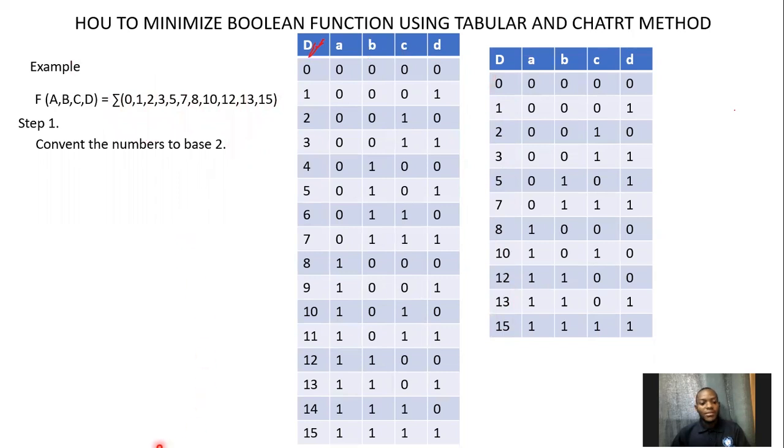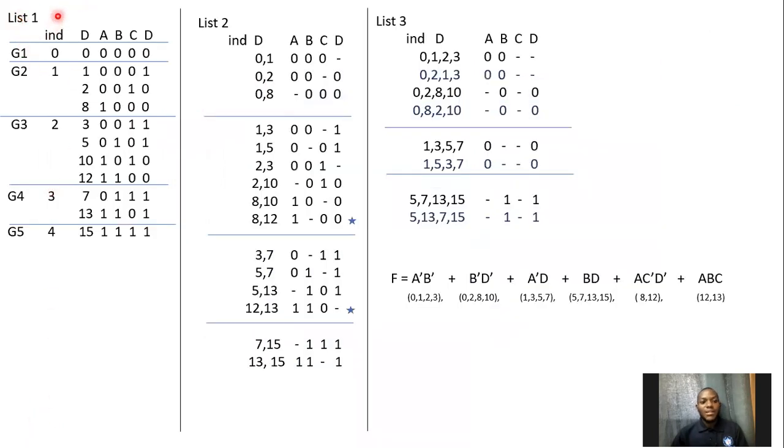After we have those numbers, we need to start creating lists. After creating the lists, this is my first list. In the list, we have the index, the number in decimal, and then A, B, C, D as in their function. What we have here will help us start grouping the numbers.